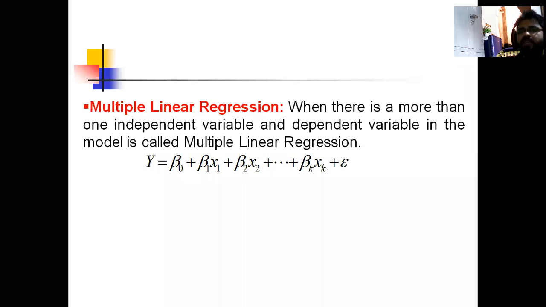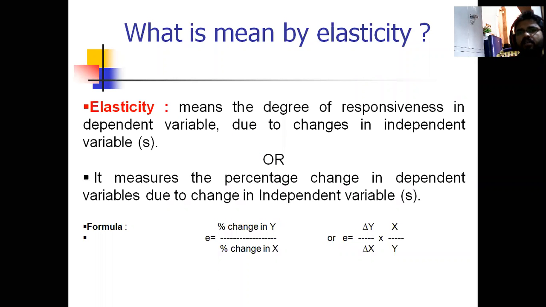So in the elasticity, we can measure in terms of percentage. Simple. Nothing but percentage change in dependent variable due to percentage change in x variable or independent variables. That is called elasticity. See here, I already mentioned this also. So the elasticity measures the percentage change in dependent variable due to change in independent variables.